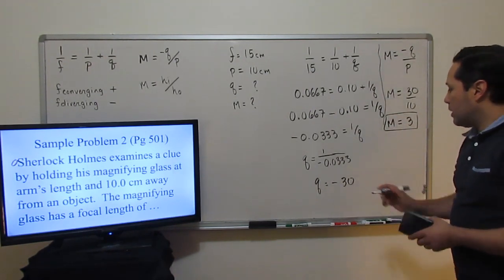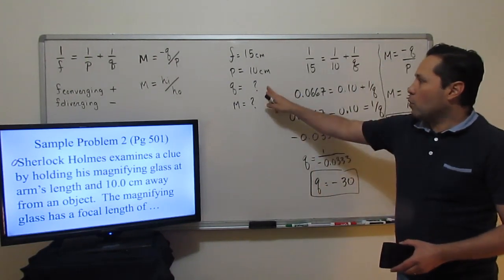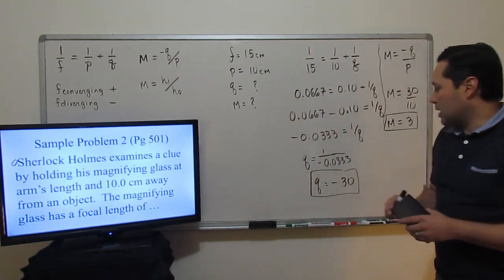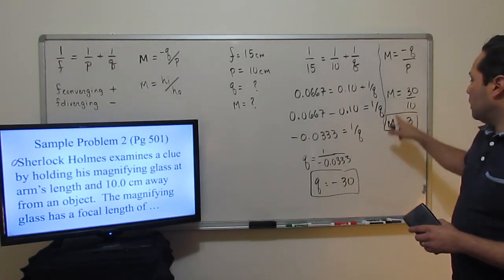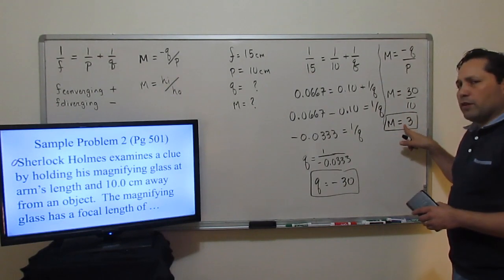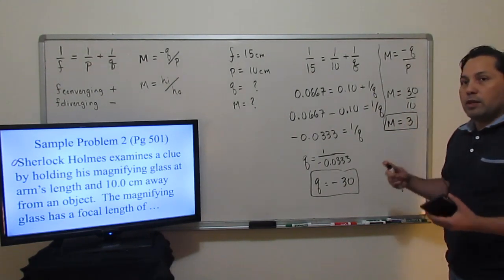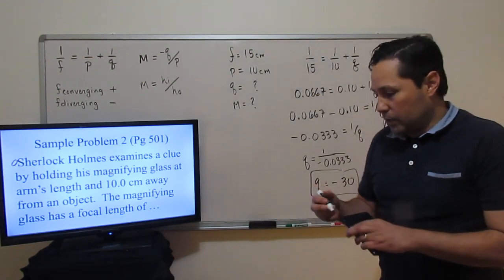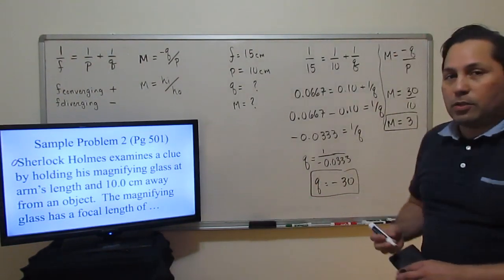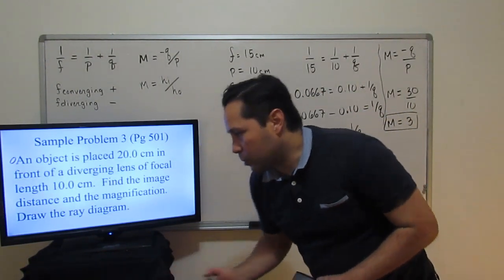That answers the 2 questions they had for us. What is the distance of the image? The answer was negative 30. And what is the magnification of the magnifying glass? It makes everything 3 times larger. We're going to skip the ray diagram because I'm not sure I have a lot of space here to make something this size. So we'll move on to our last problem for this one.